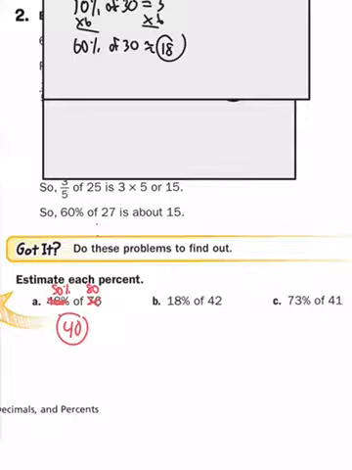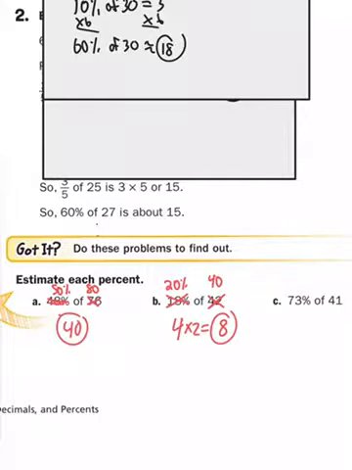Now in B, 18% of 42, what I'm going to do is change both numbers. 18% is close to 20%, and 42 is close to 40. So, remember my 10% trick. To find 10% of 40, you just divide 40 by 10, which is 4. So if 10% of 40 is 4, 20% would be 4 times 2, which is 8. So 8 would be a good estimate.